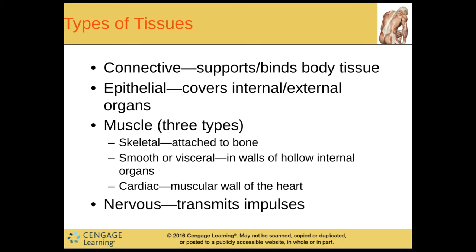And then there's three different types of muscles. We have the skeletal muscles, so these attach to the bone. Then we have smooth or visceral muscles, and this is in the walls of hollow internal organs. Okay. And then we have cardiac muscles. So this is the smooth or visceral, so think of your esophagus, right? Your esophagus has little muscles in it that help your food to go down whenever you swallow. And then cardiac muscles, that's the muscular wall of the heart.